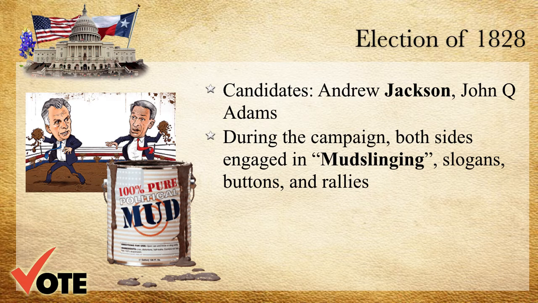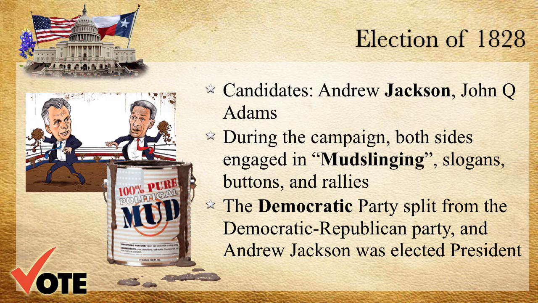Strangely enough, during the campaign, both sides started mudslinging, using slogans, buttons, rallies, just anything they could to get their point across. It was also during this election that the Democratic-Republican Party split into two parts, with one part becoming just the Democratic Party that we know and love today.